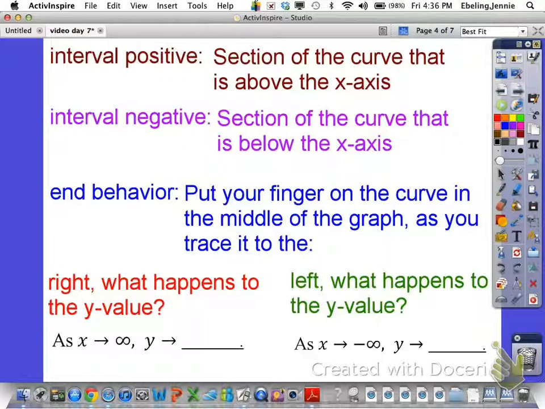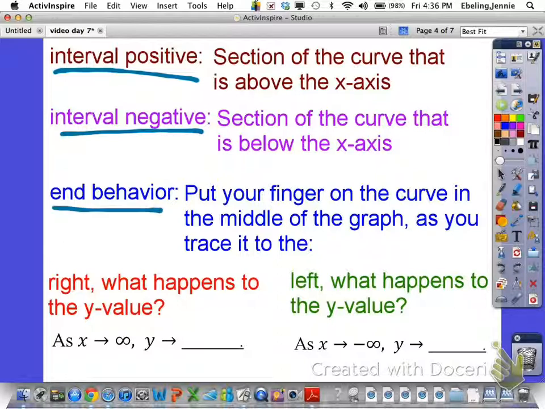The other words that we're going to be talking about are interval positive and interval negative. The interval positive is the section of the curve that's above the x-axis, so you name it from left to right. And then interval negative is a section of a curve that's below the x-axis.